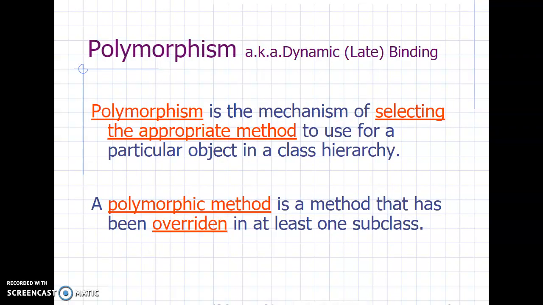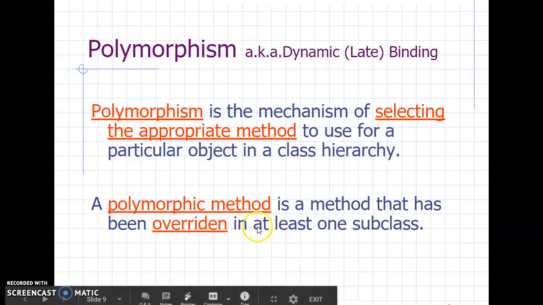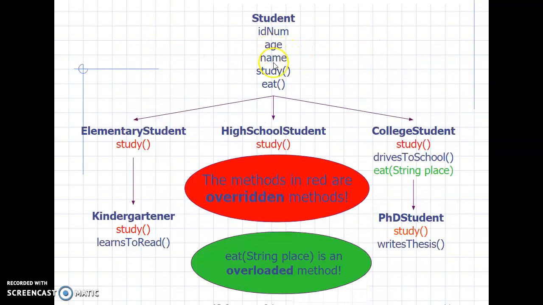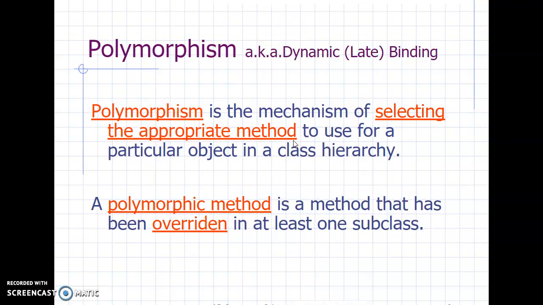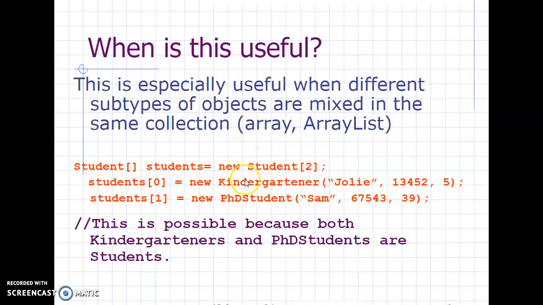Polymorphism is the mechanism of the computer selecting the appropriate method to use for a particular object in a class hierarchy. Okay, a polymorphic method is a method that has been overridden in at least one subclass. So what the computer does, for example, we saw that all the different types of students studied differently. So when I call study, different things are going to study different ways at runtime. Okay. And this happens, late binding happens at runtime. It'll say, oh, this student at 0 is a kindergartner. If I say student at 0.study, I'm going to look in the kindergartner class and have that student study like a kindergartner. Because this one is a PhD student, student at 1.study, it's going to look to the PhD student class and have it study like a PhD student.